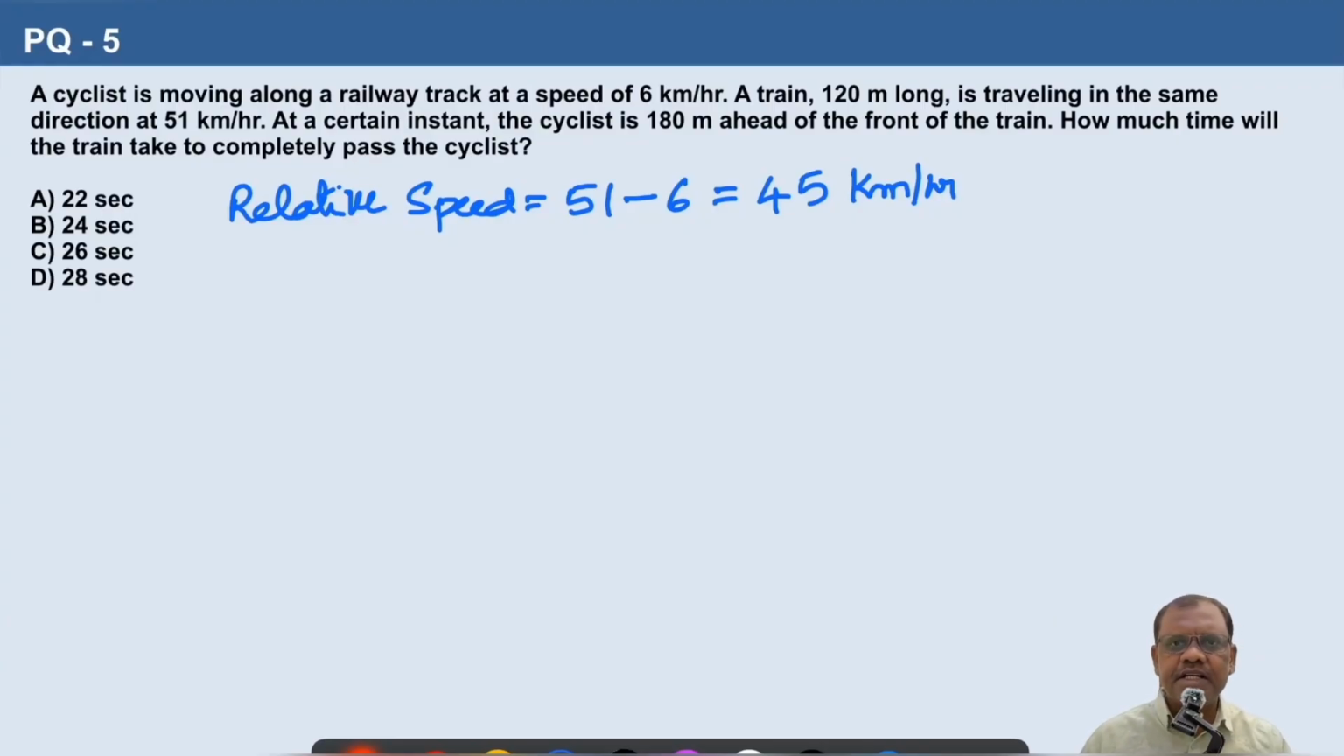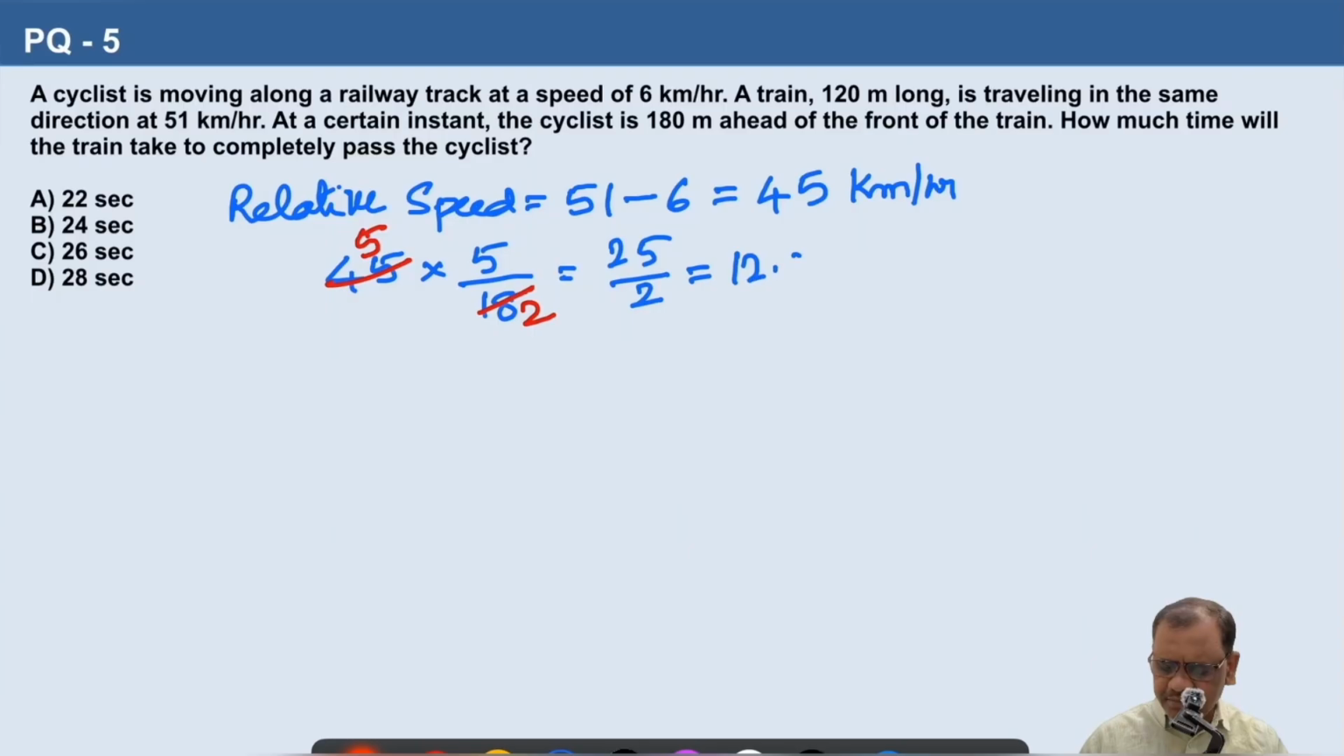Since the remaining distances are given in meters, we have to convert this relative speed into meters per second. So convert this into meters per second by multiplying by 5 by 18. Simplify this: 9 twos, 9 fives. What is remaining? 25 by 2, or 12.5 meters per second. This is the relative speed.